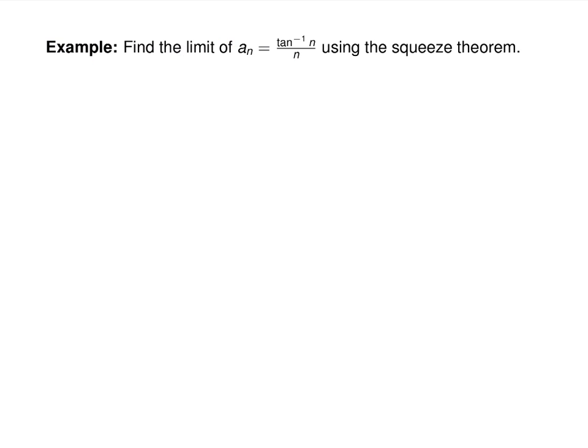Here's an example: tan inverse of n over n, using the squeeze theorem. Let's start by figuring out what inverse tangent is stuck in between. The same thing works for trig functions because they are often bounded, like sine and cosine are stuck between -1 and 1. Negative pi halves is less than or equal to inverse tangent, which is less than or equal to pi halves.